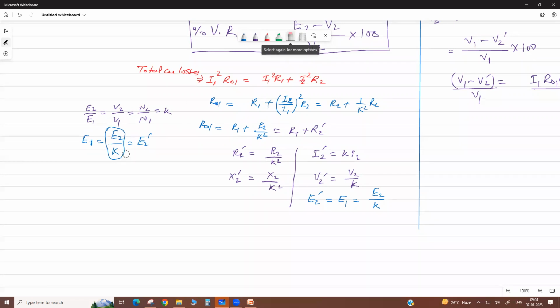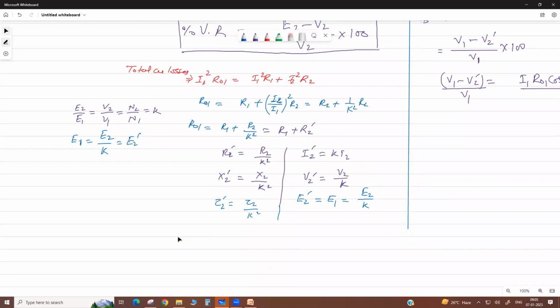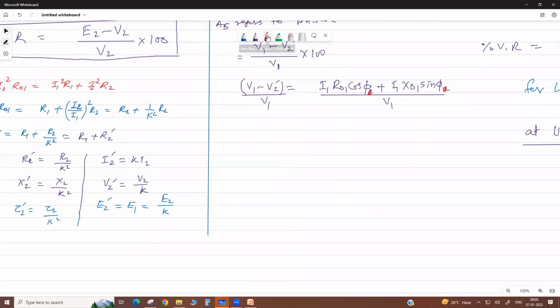So please remember, when we transfer the parameter from secondary to primary, resistance is divided by K square. Resistance, reactance, impedance also, like Z2 dash equals Z2 by K square. Current is multiplied, voltage is divided. But when we transfer from the primary side to secondary, just reverse.